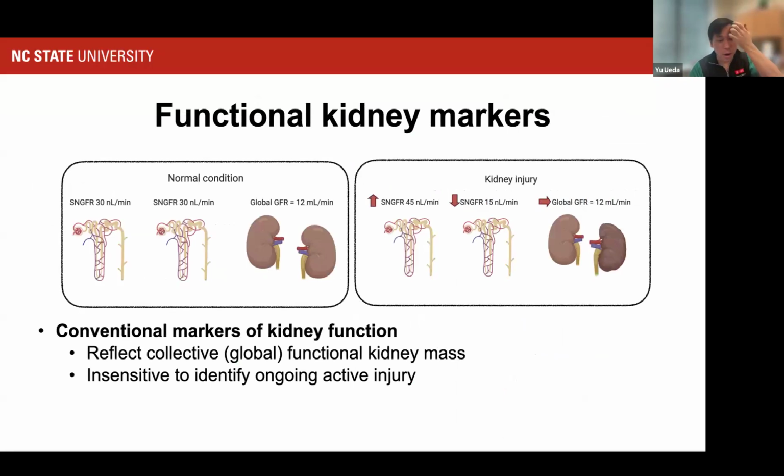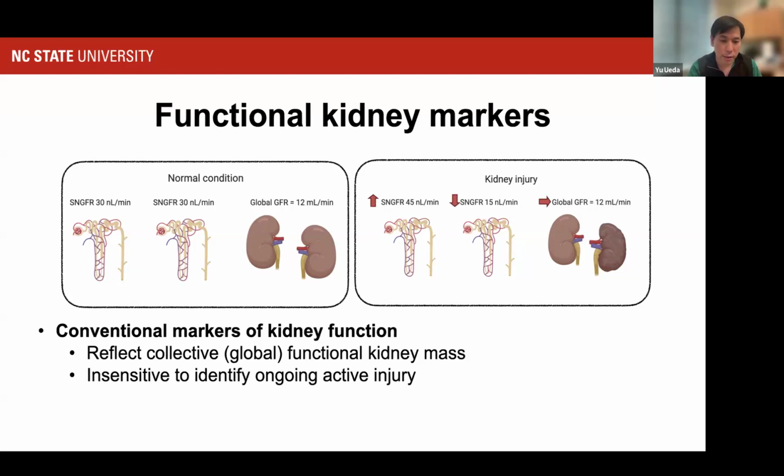The functional kidney markers are the ones we usually use in hospitals and clinical settings, such as serum creatinine and SDMA. These are the conventional markers for kidney function, mainly surrogate markers for the GFR. These functional markers reflect the collective or global functional kidney mass, the collective function of many millions of single nephrons. Each nephron has a GFR, and the global function is the sum of these.